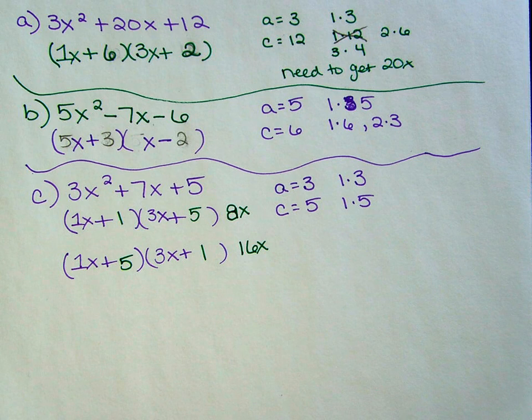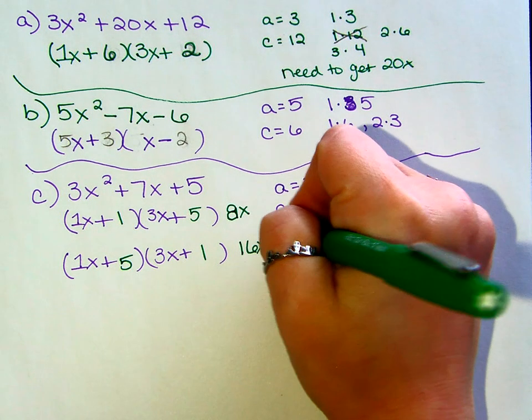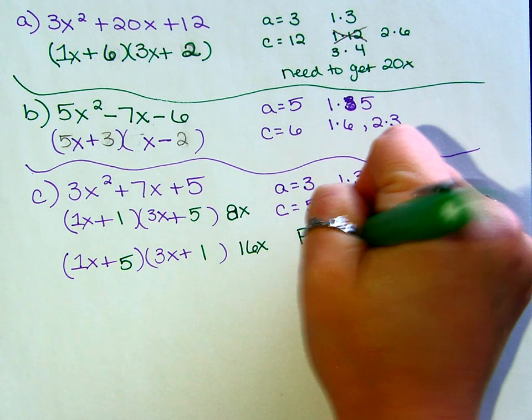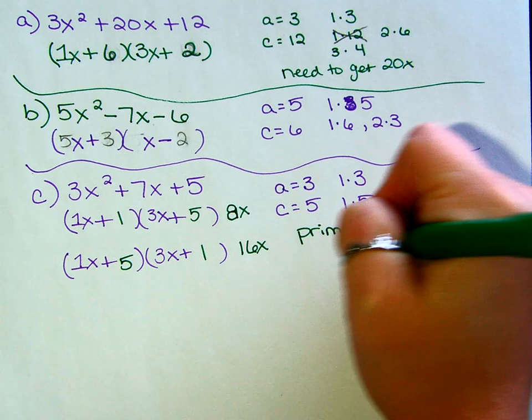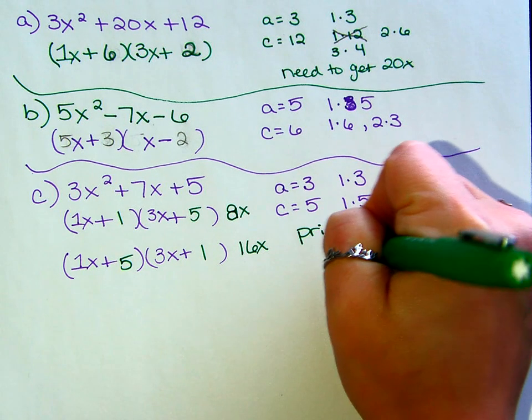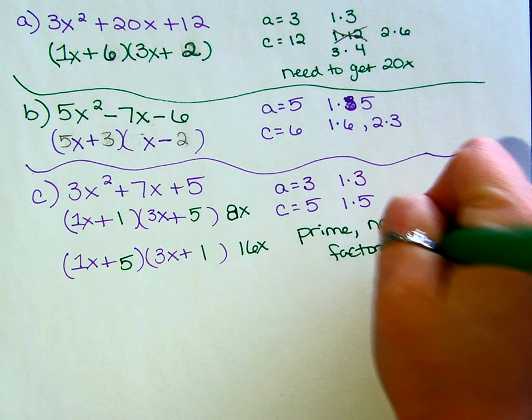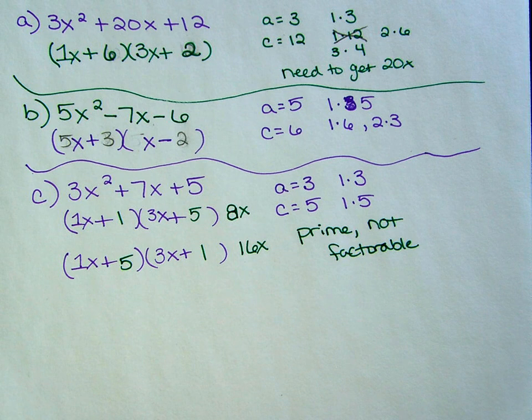So what does that tell us about this trinomial? It's prime. We cannot factor it. We tried every option that we have available. So we say this is prime, not factorable, or cannot be factored, or however you want to put it. I'm pretty sure factorable is probably not an actual word. It might be in math, though. But if you exhaust every option and it doesn't work, it's prime.